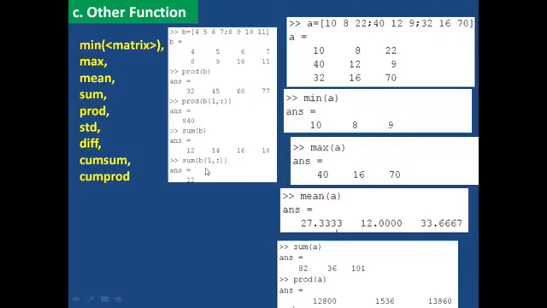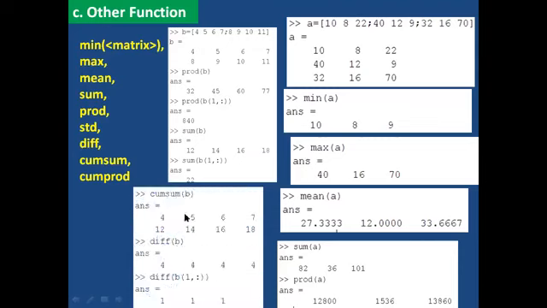And sum of B(1,:), first row of entire column. So that means I want to have first row entire column 4, 5, 6, 7. The sum is going to be 22. Similarly, I can get cumulative sum. I can get difference value.